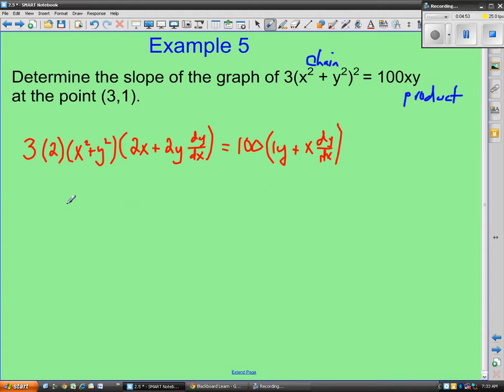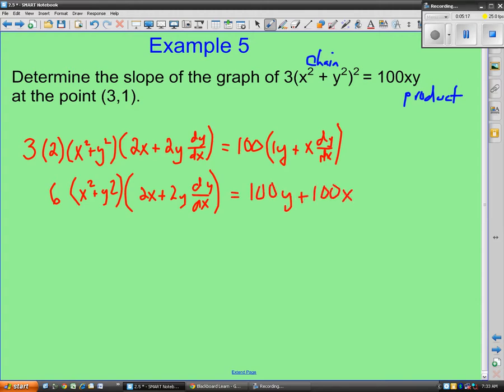So this thing's fairly ugly. Over here I can do a little bit of simplification. I've got 6 times (x squared plus y squared), oops, that's supposed to be a square, times (2x plus 2y dy/dx). And over here, I'm going to say 100y plus 100x dy/dx. So I just distributed my 100 to that one.